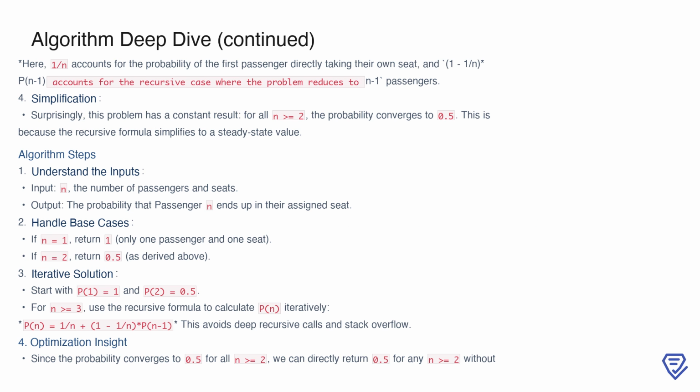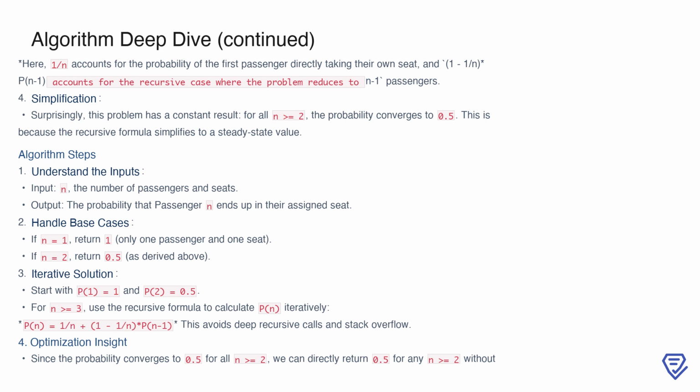Here, the formula P(n) equals 1/n plus ((n-2)/n) * P(n-1) breaks down the probability into two parts. The first term, 1/n, represents the chance that the first passenger directly takes their assigned seat. The second term, ((n-2)/n) * P(n-1), captures the recursive scenario where the problem reduces to n-1 passengers.